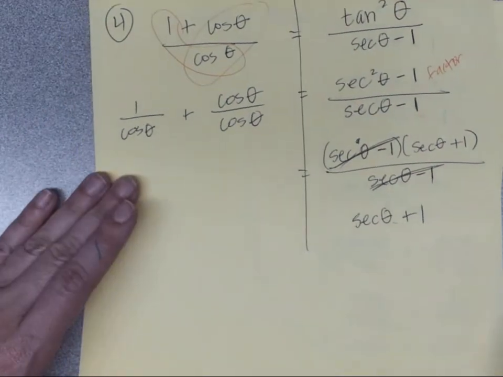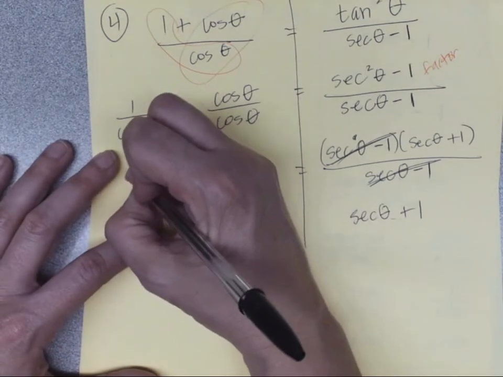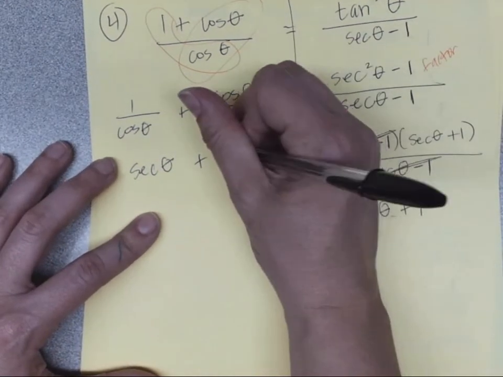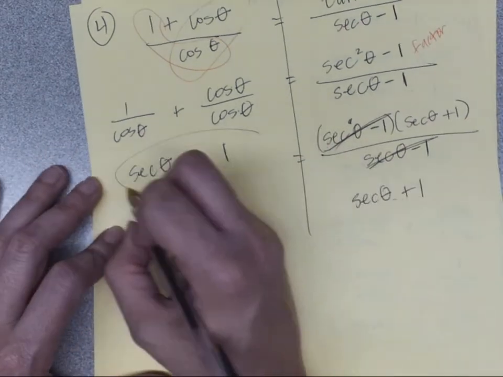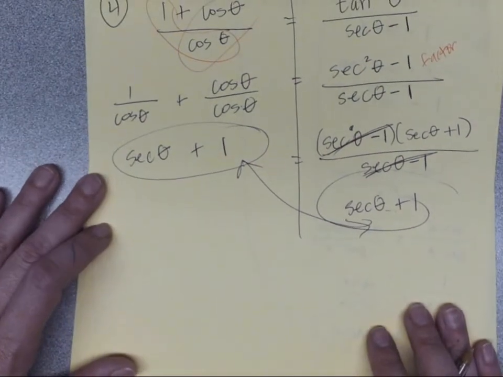And that actually worked out really nicely because now what is 1 over cosine theta? It's secant theta, and cosine divided by cosine is 1. And now that they are the same, you're done.